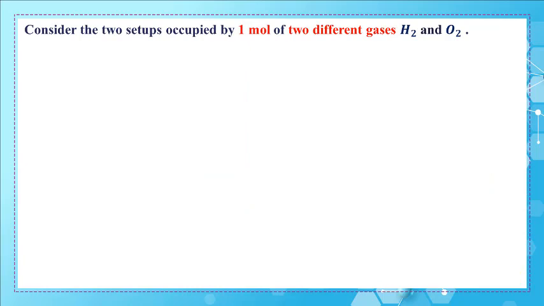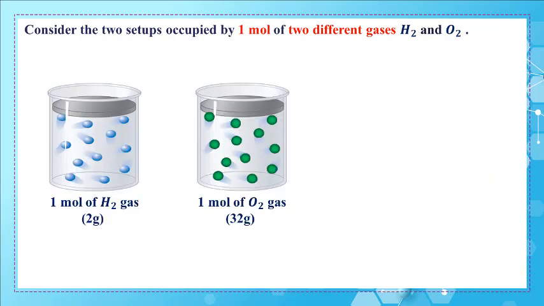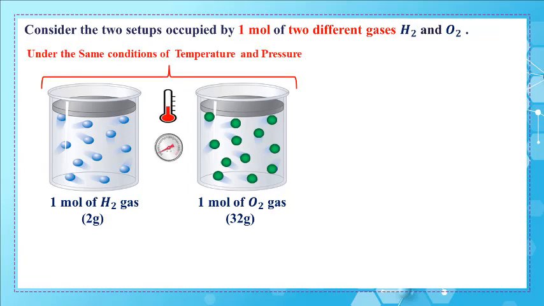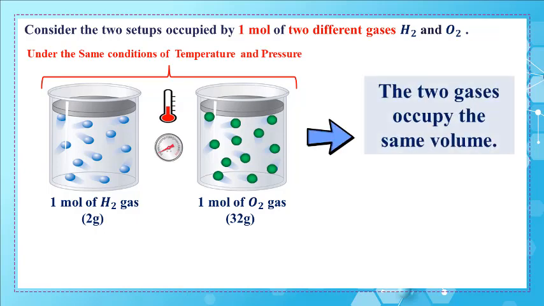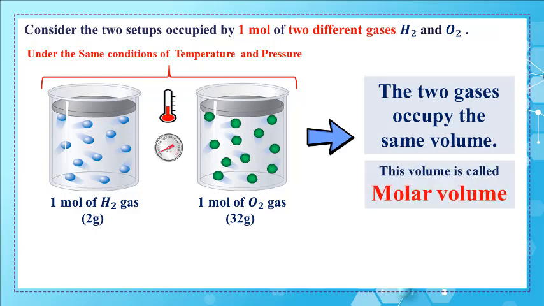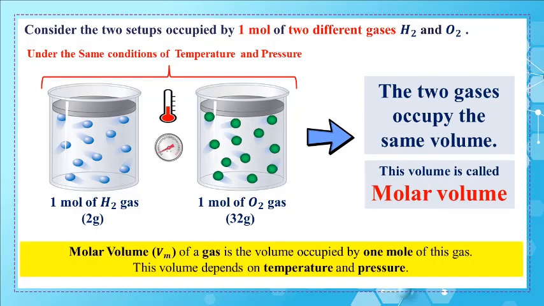Consider the two setups occupied by 1 mole of two different gases, H2 and O2. The two setups are under the same conditions of temperature and pressure. We notice that they occupy the same volume. This volume is called molar volume. The molar volume Vm of a gas is the volume occupied by 1 mole of this gas. This volume depends on temperature and pressure.